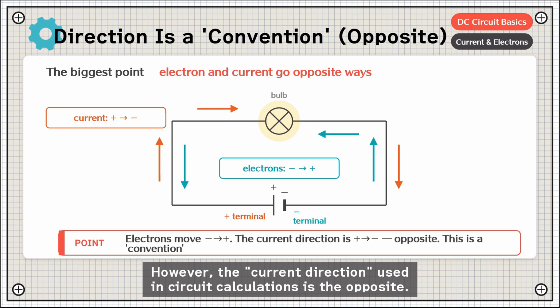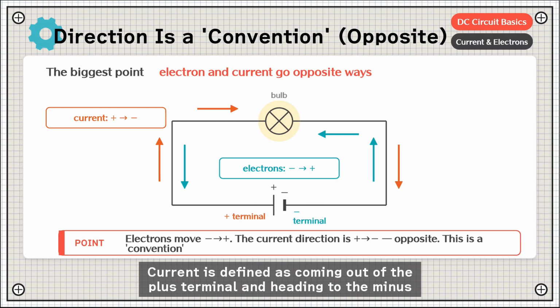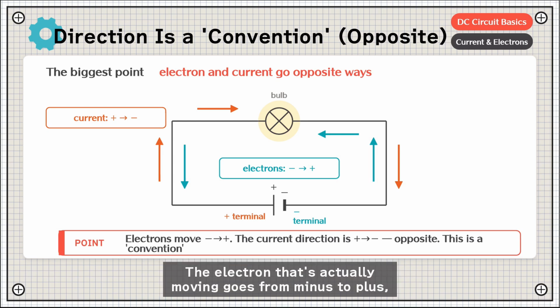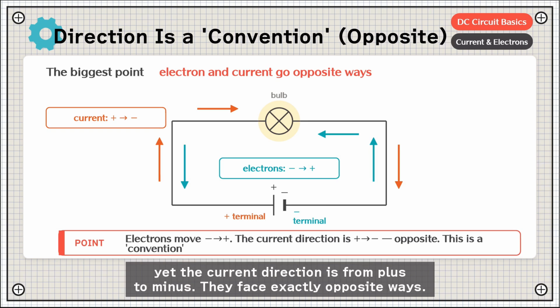However, the current direction used in circuit calculations is the opposite. Current is defined as coming out of the plus terminal and heading to the minus terminal. The electron that's actually moving goes from minus to plus. Yet the current direction is from plus to minus. They face exactly opposite ways.